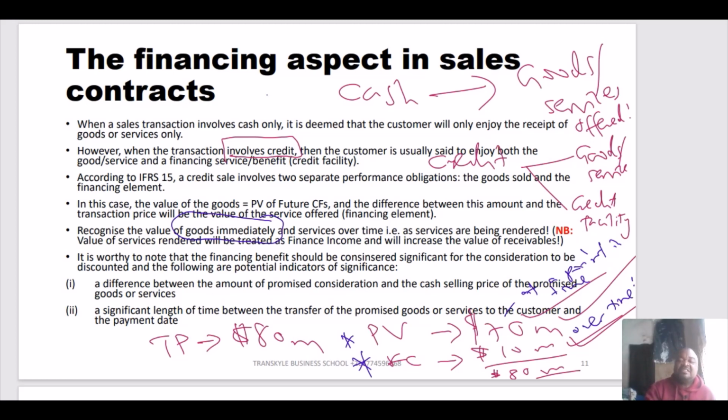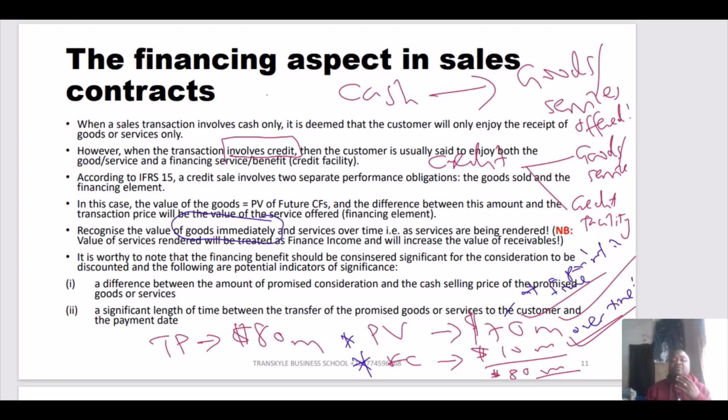However, the finance income is going to be recovered over the 2-year period. If this customer is going to pay us in 2 years, or is entitled to a credit facility over 2 years, therefore we are going to recognize the income over those 2 years. Remember the aspect of amortizing.